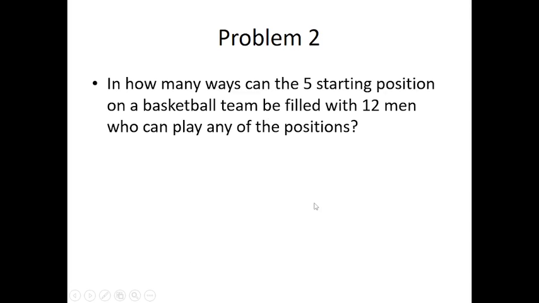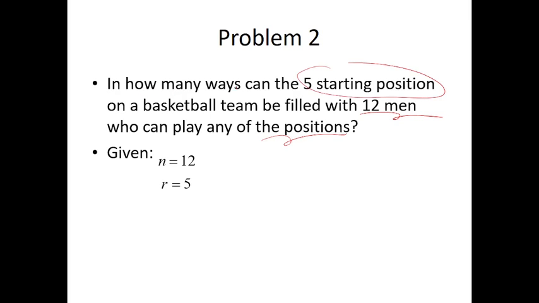So, in how many ways can the 5 starting positions on a basketball team be filled with 12 men who can play any of the positions? Okay, so we have 12 men and taken 5 at a time. Okay, so all in all, there are 12 men who can play any of the 5 positions, right? So, there are 5 starting positions on a basketball team.